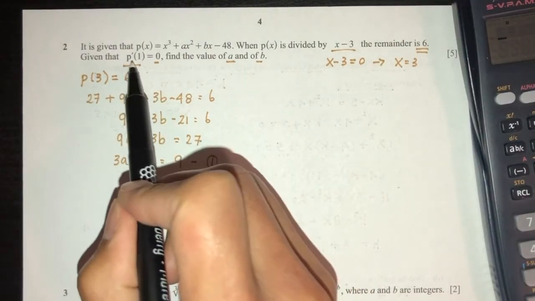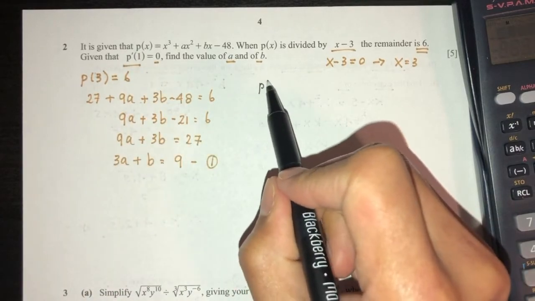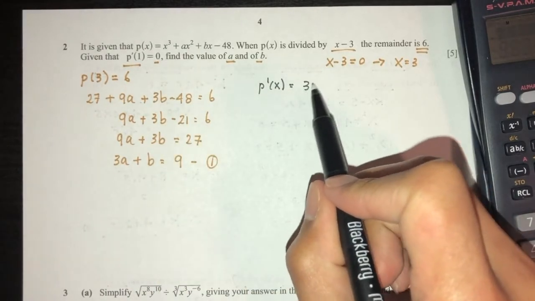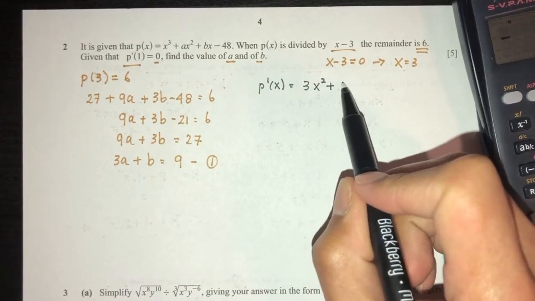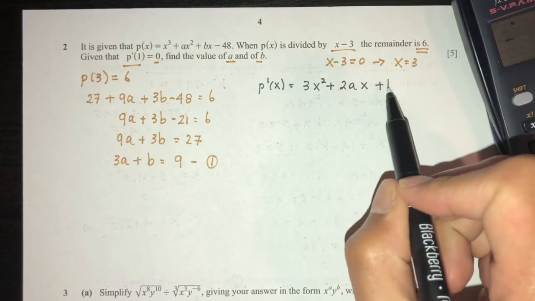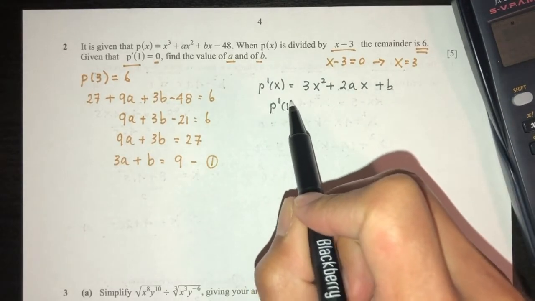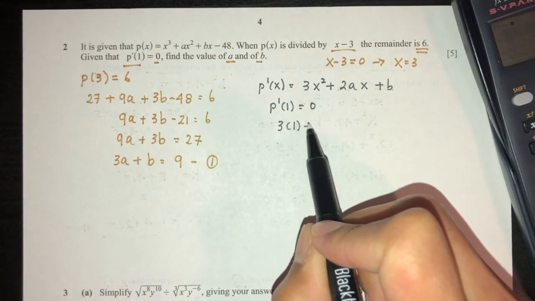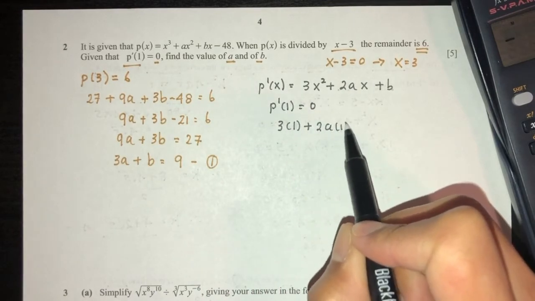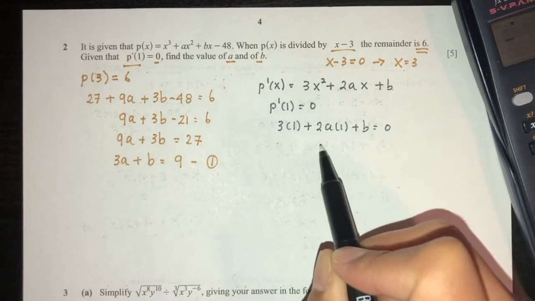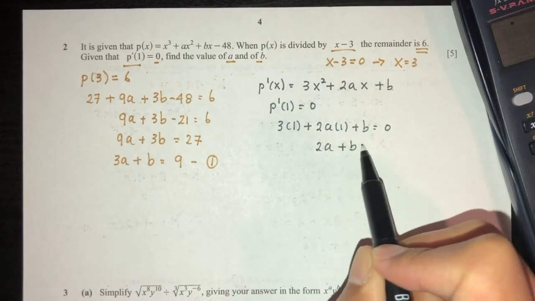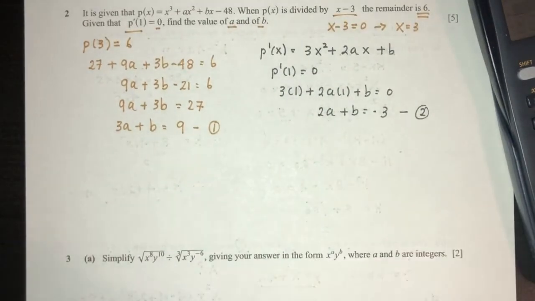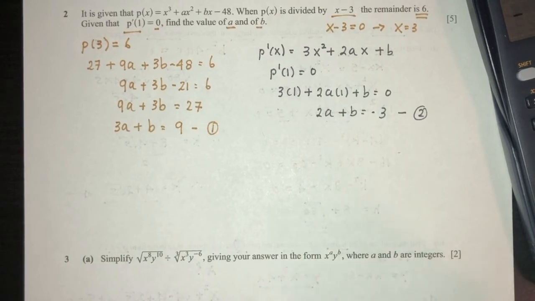Now number 2, we have to use this information. So p prime of x is just the differentiation of this one. You will have 3x squared plus 2ax plus b. And we have p prime of 1 is equal to 0. Replace, you will have 3 times 1 is 3 plus 2a times 1 plus b, and that is supposed to be 0. So we have 2a plus b is minus 3. That is number 2. Now let's solve for the values of a and b by using simultaneous equations.